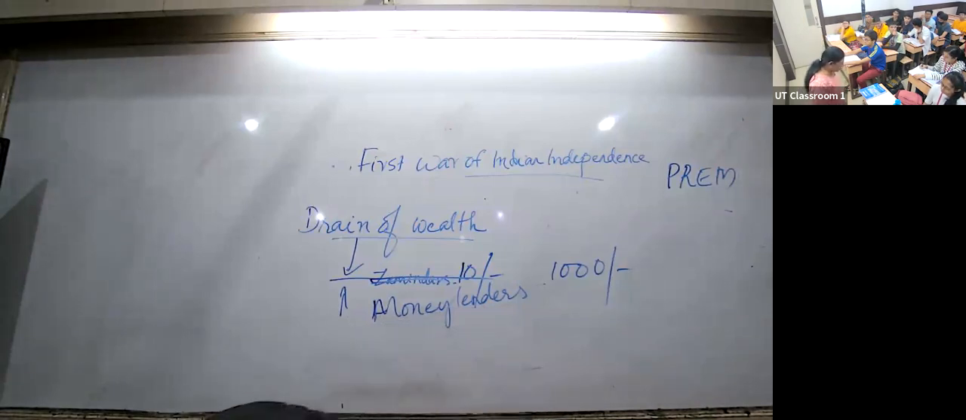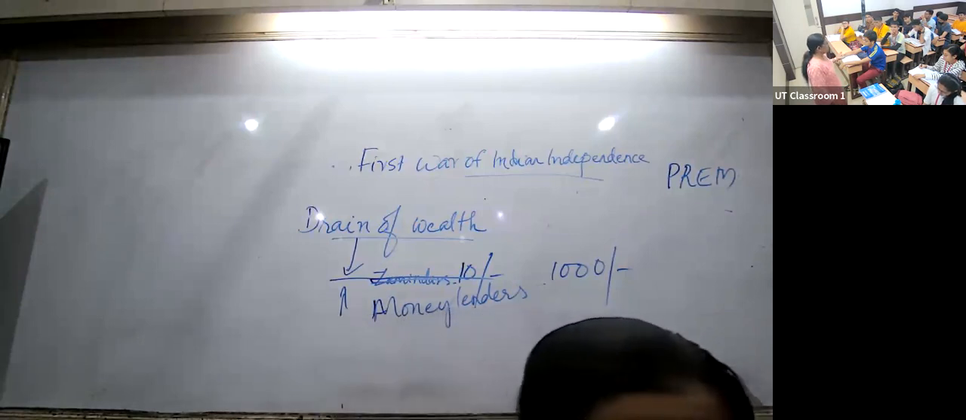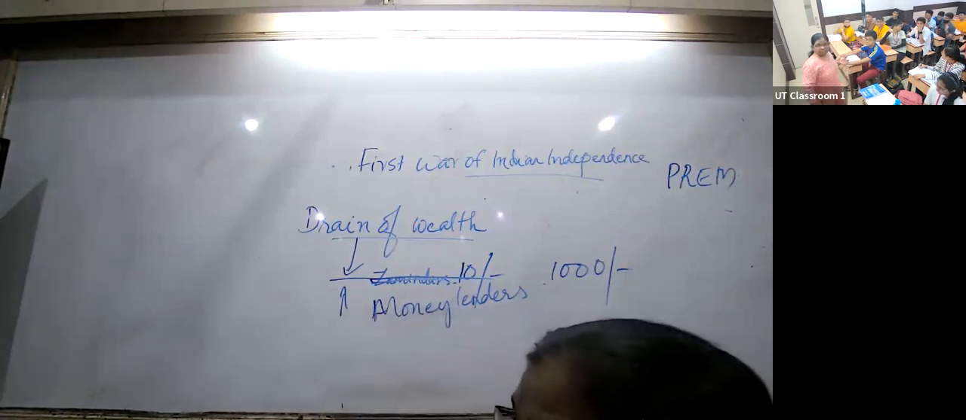Next, the larger proportion of Indians in the British Army. We know that it was 1:5.